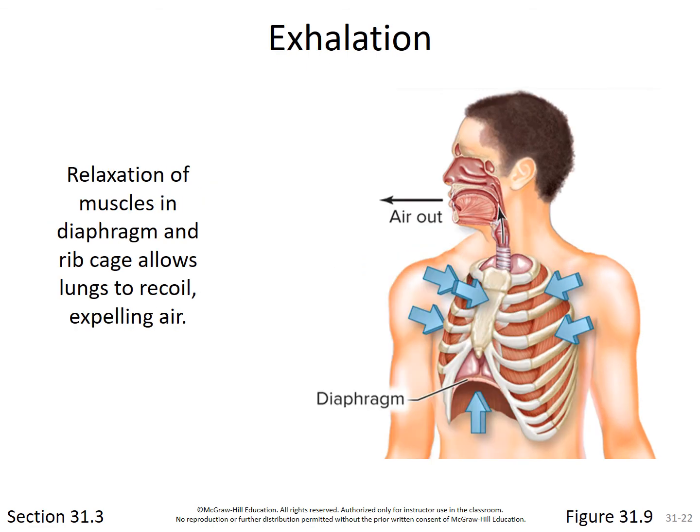When you exhale, those muscles that have previously caused inhalation will relax, and lung tissue has a natural recoil to it, and so does the chest wall. And as those muscles relax, both the lungs and the chest wall actually collapse. This compresses the chest cavity, causing an area of higher pressure, and because air moves from higher to lower pressure, it'll move out of the lungs back out into the atmosphere.